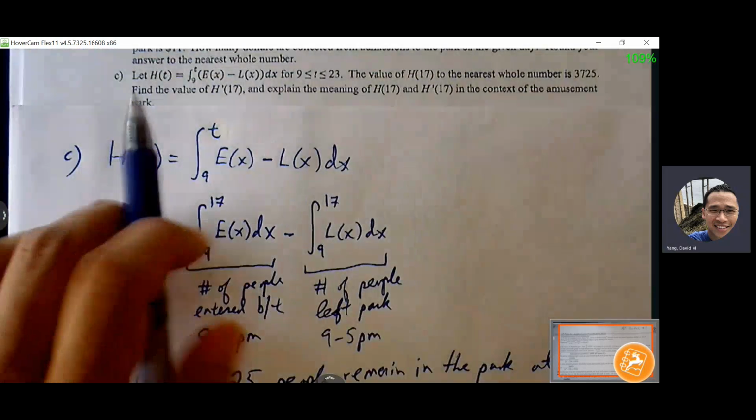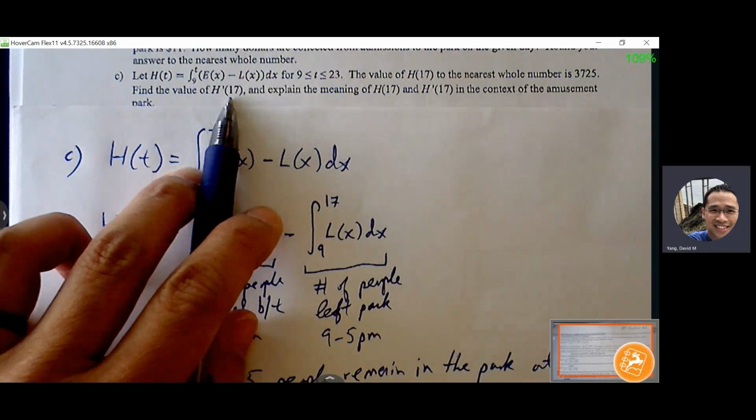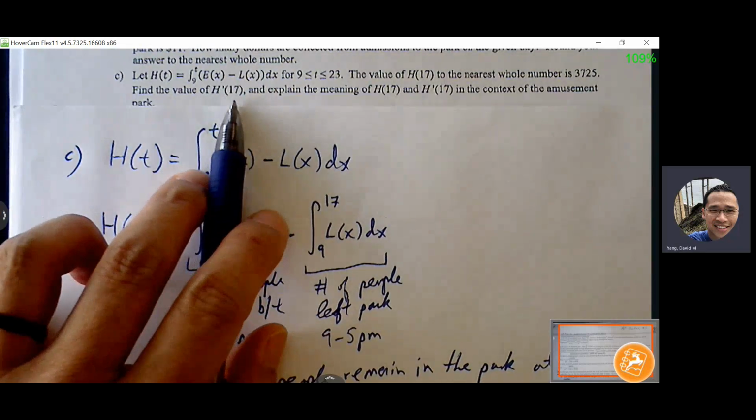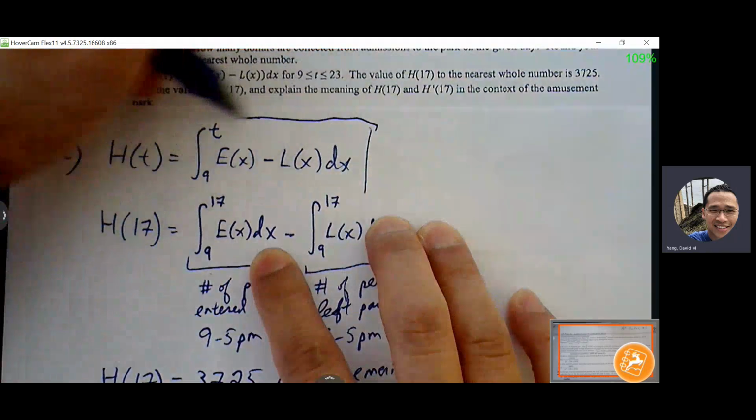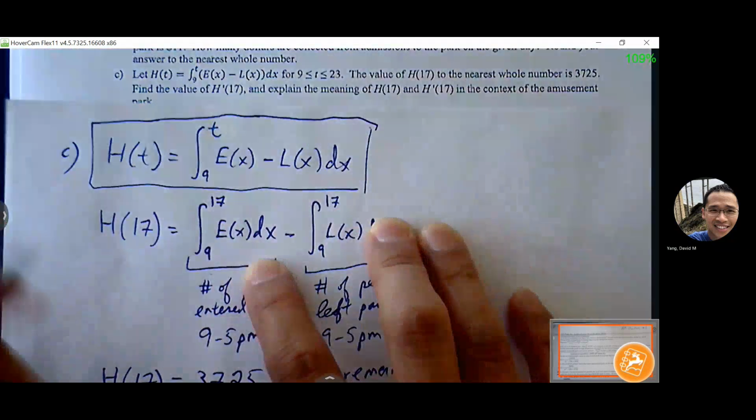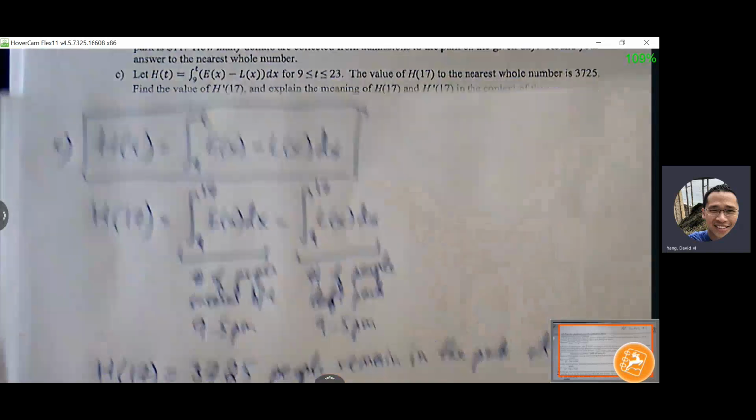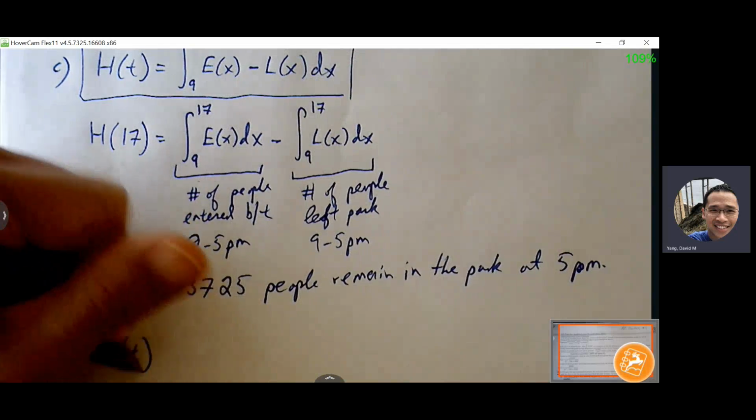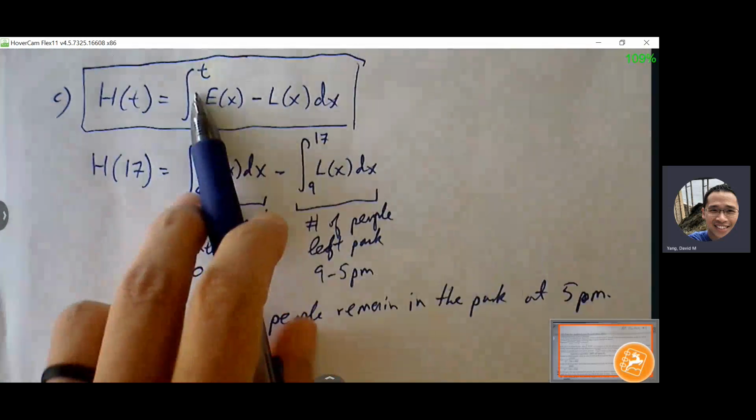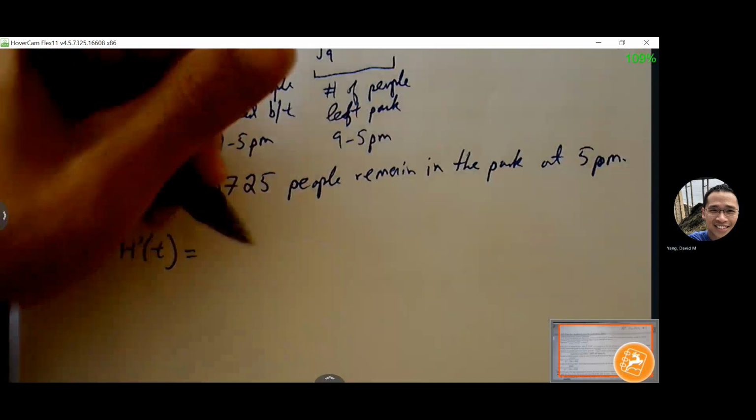Now, the next question is find the value of h prime of 17. Okay, it's asking a lot here. We know it's derivative related. Well, before we find h prime of 17, why don't we find h prime of what? H prime of t. Yeah, let's find the derivative formula before we work in that 17. So h prime of t means I want to find the derivative of this integral.